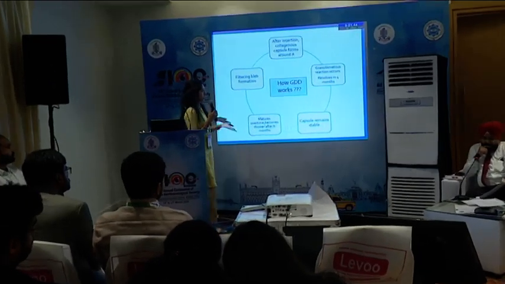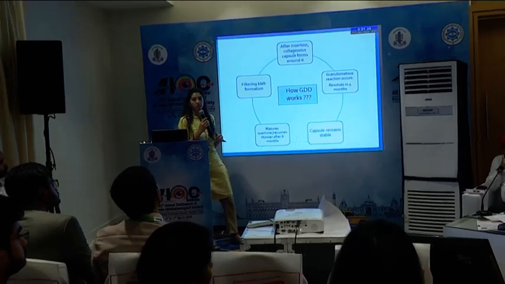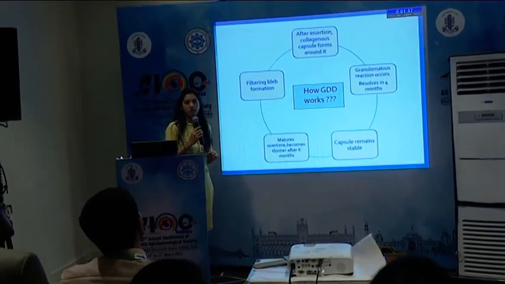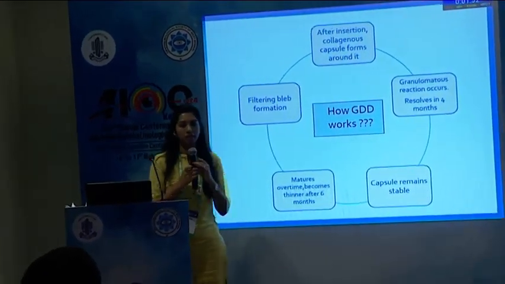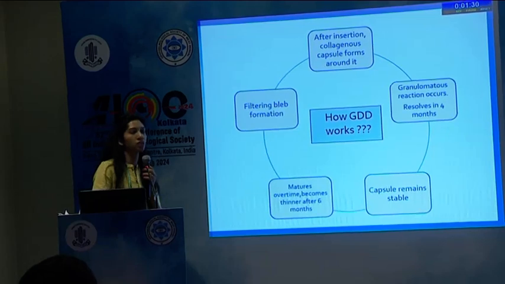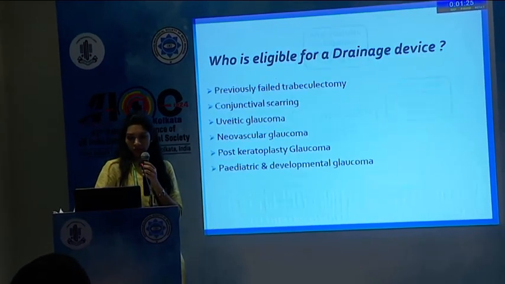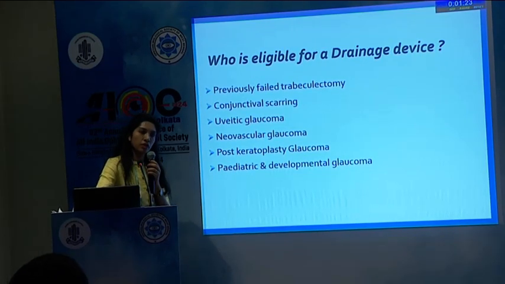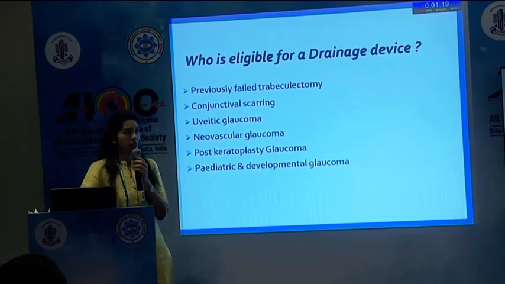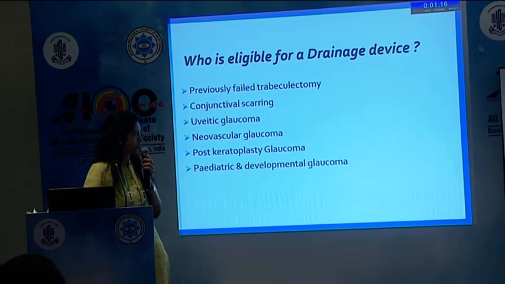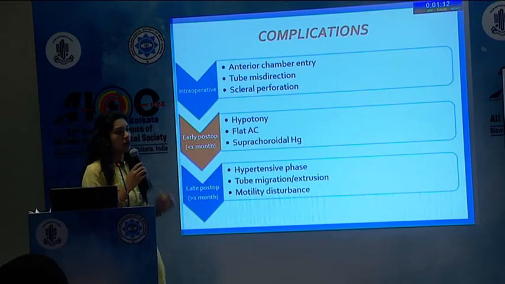So how does this whole mechanism work? After the insertion of the plate, a collagenous capsule forms around it, and there is a granulomatous reaction, which usually resolves in 4 months, and it becomes stable after 6 months, and a filtering bleb forms. So we have to continue anti-glaucoma medications in patients with GDD. Who are the patients eligible for a drainage device? All the patients with previously failed trabeculectomy, conjunctival scarring, and cases of complicated glaucomas, for whom GDD is the preferred choice.